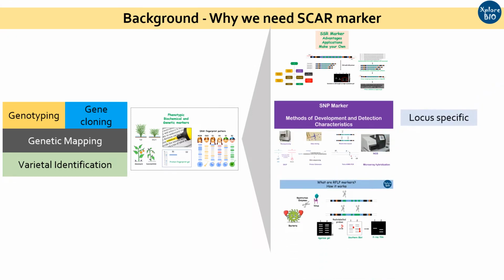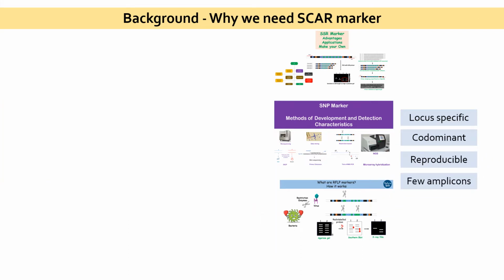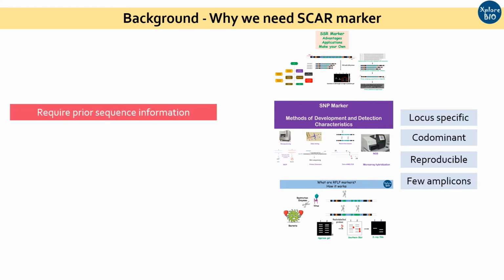sequence specific, codominant, reproducible, and produce single or very few amplicons. However, the major limitation with these markers is that they need prior sequence information for primer designing. But for some species, sequence information is not available. Under such circumstances, developing these markers is not a viable option. Further, as a lesser number of bands are generated, getting a polymorphic marker that distinguishes the variety is very difficult.